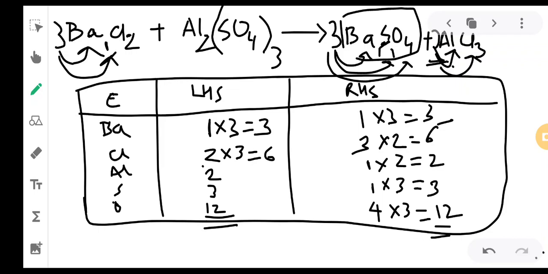Now you got it. How 12? 3 is multiplied with this 4. So 12 atoms of oxygen, 2 atoms of aluminium, and 6 atoms of chlorine. So this reaction gets balanced. So that is how to balance the chemical equation.